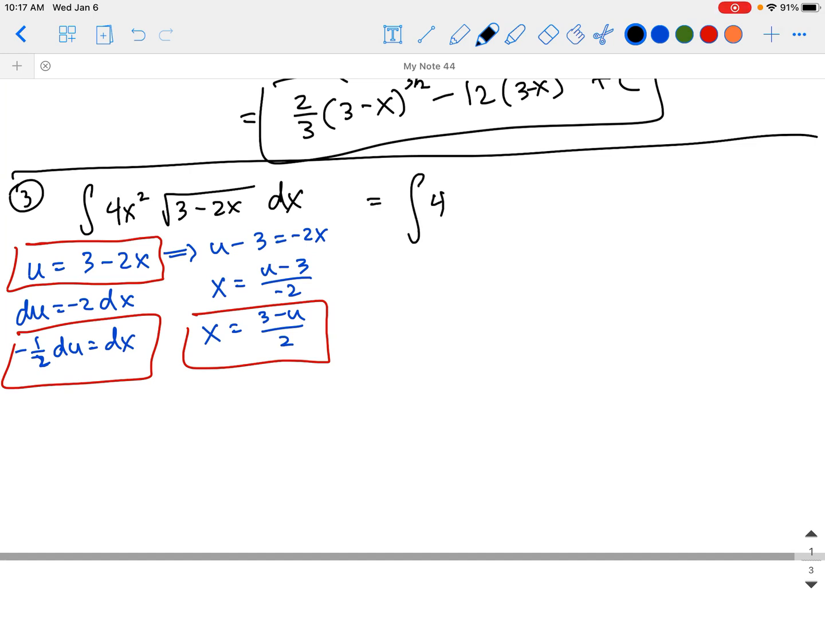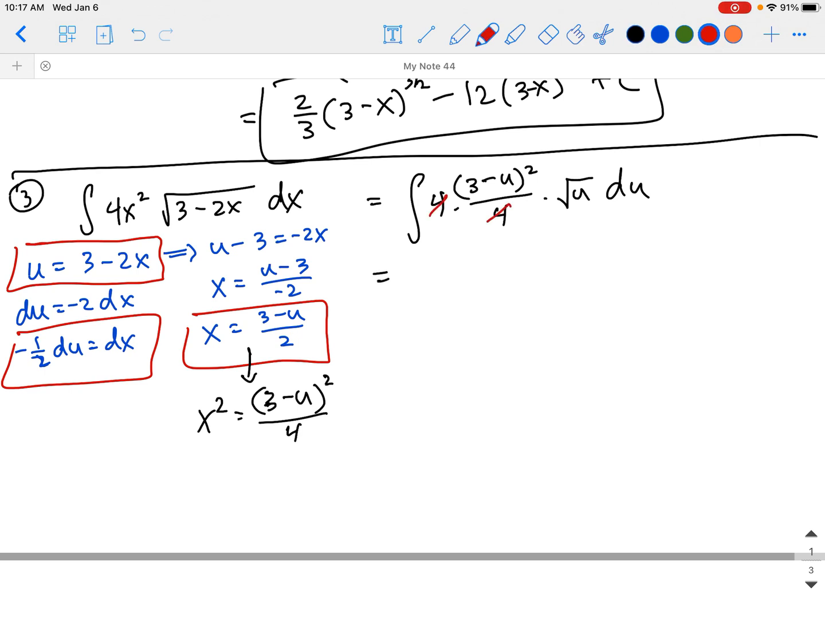So we're going to get the integral of 4 times x squared. So let's note x squared is going to be 3 minus u squared over 2 squared, which is just over 4. So you can see why I put the 4 in the original integral there, just to make it work out a little bit nicer. All right, so we're multiplying those. And then that's going to be times the square root of u du. So our 4's will cancel. And what we'll be left with is the integral of 3 minus u squared rad u du.